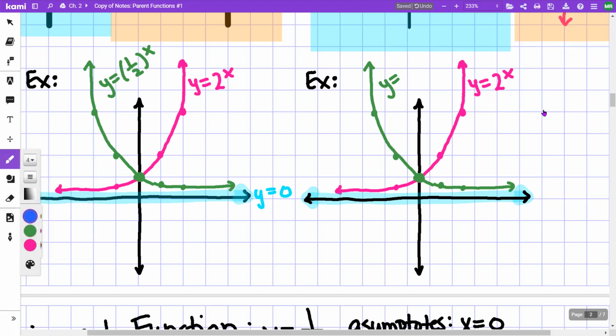is that 2 to the, that's a little fat. Let me make that not so fat.